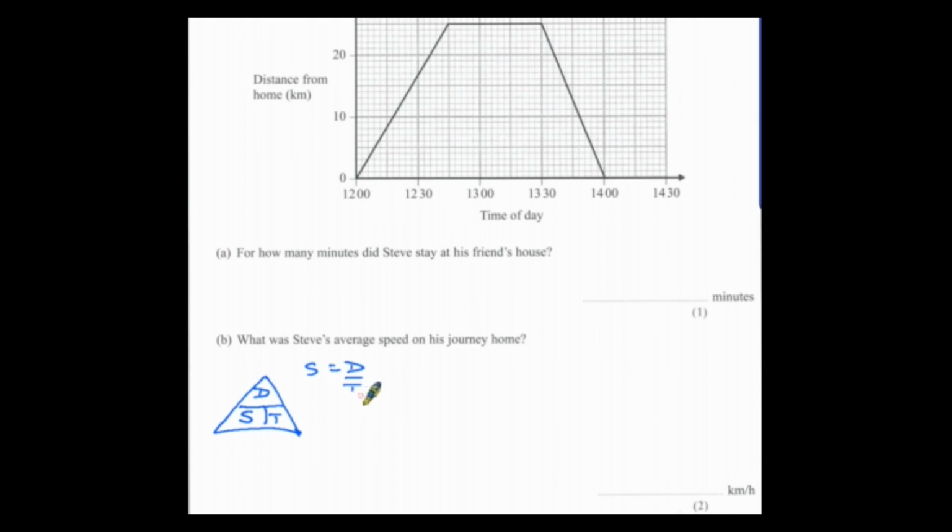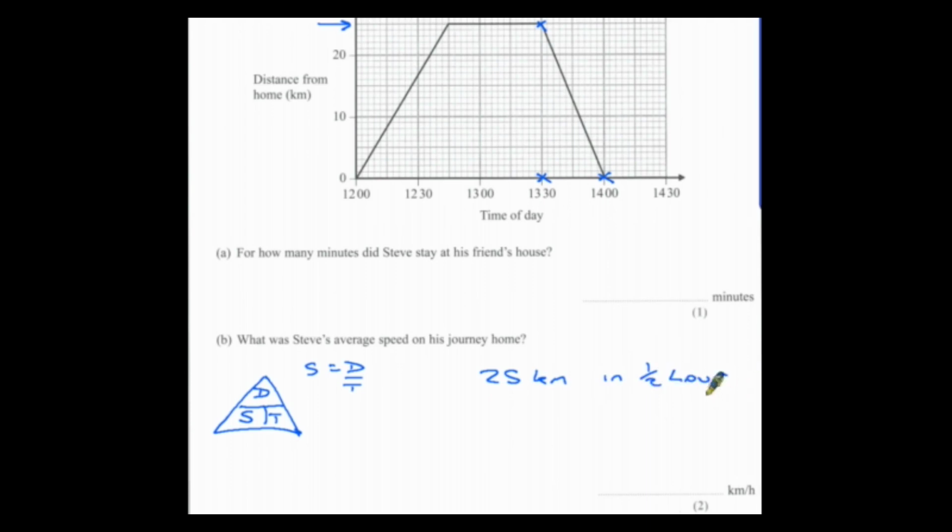Let's instead take a more practical look at the graph itself. The distance that he's travelled, well, when he set off from his friend's house here, looking at the scale up the side, the distance he has travelled is 25 kilometres. Now let's have a look at how long it's taken him to get home. Well, he set off here at 1:30 and he got home for 2 o'clock. So actually he's travelled 25 kilometres in half an hour.